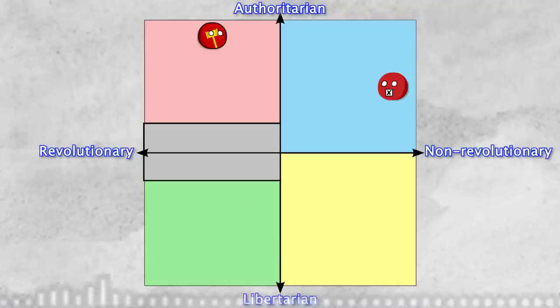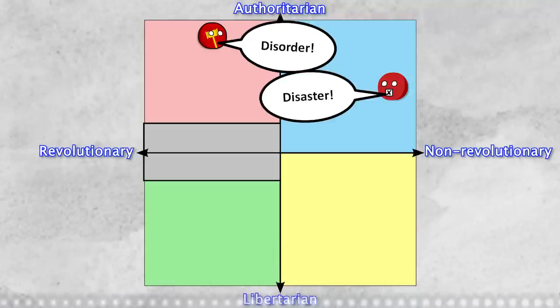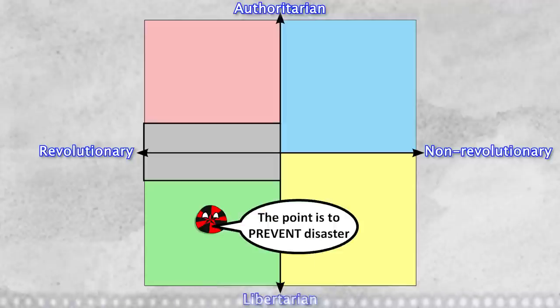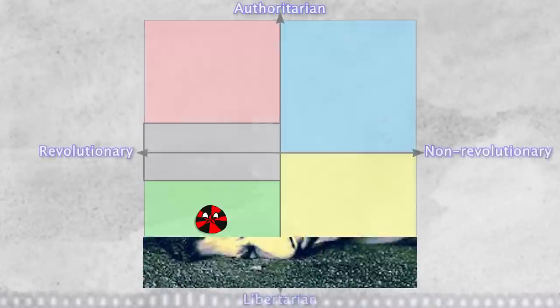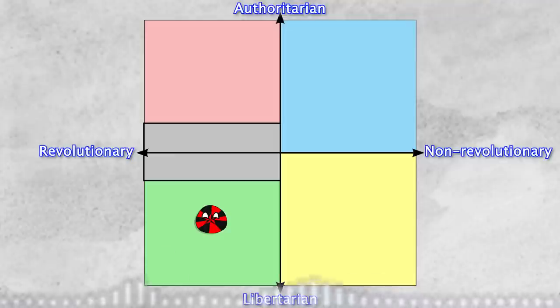State socialists think this is a ridiculous idea, a recipe for disorder and disaster. But libertarian socialists say the point is to prevent disaster, because if rulers have command of a military, the military becomes a tool in their hands, a tool that they can use to terrorize and kill civilians, and worst of all, to kill the revolution. But this can be prevented, say libertarian socialists, if we get rid of the hierarchy of command and punishment.